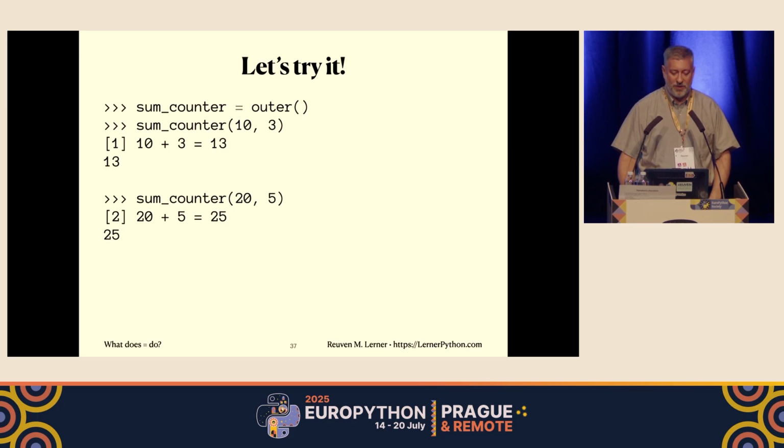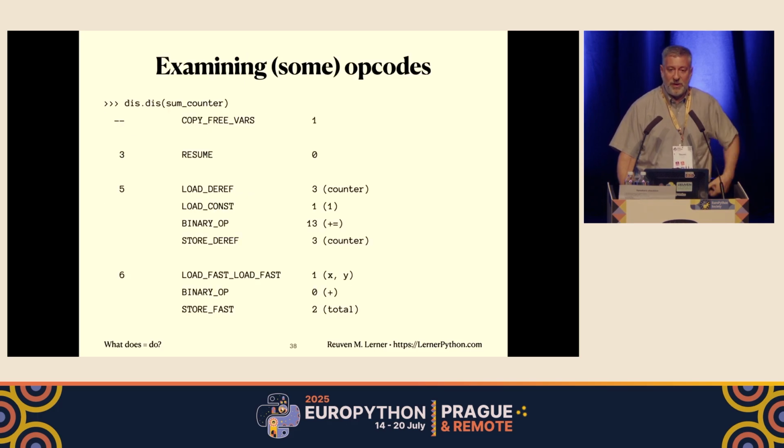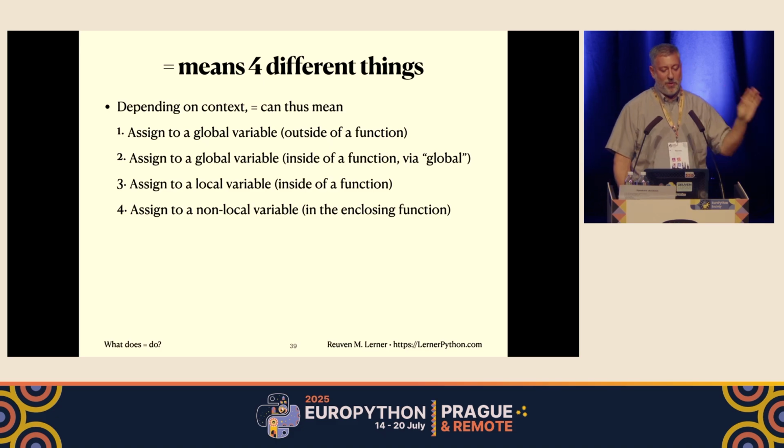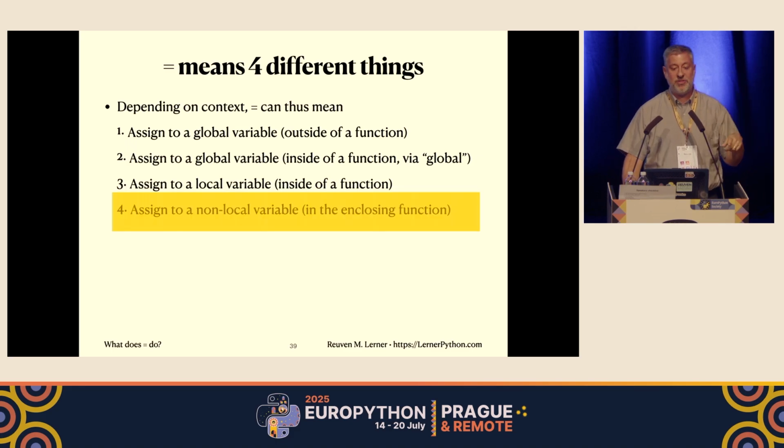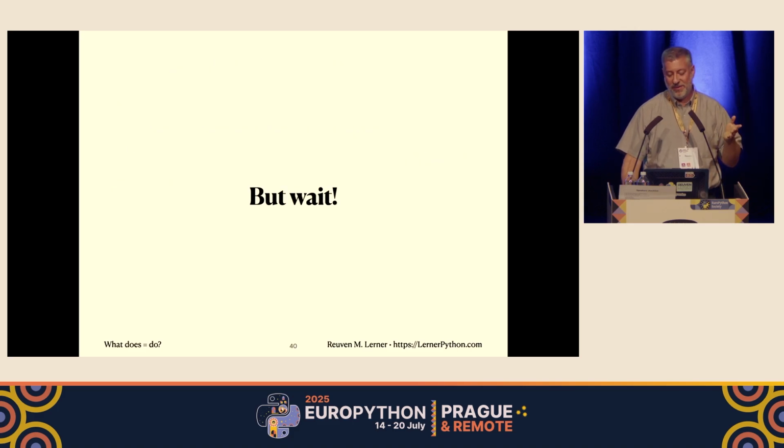Well, how does that work? What's going on behind the scenes there? So if I look at the opcodes for that, we see that it's yet another opcode, STORE_DEREF. And that's working in conjunction with COPY_FREE_VARS. We get the variables from the outer function, and then we store to them. So equal sign actually means 4 things. We can assign to a global outside of a function, assign to a global inside of a function, assign to a local in a function. We can also assign to a nonlocal in the enclosing function. Not bad. But wait, there's more.